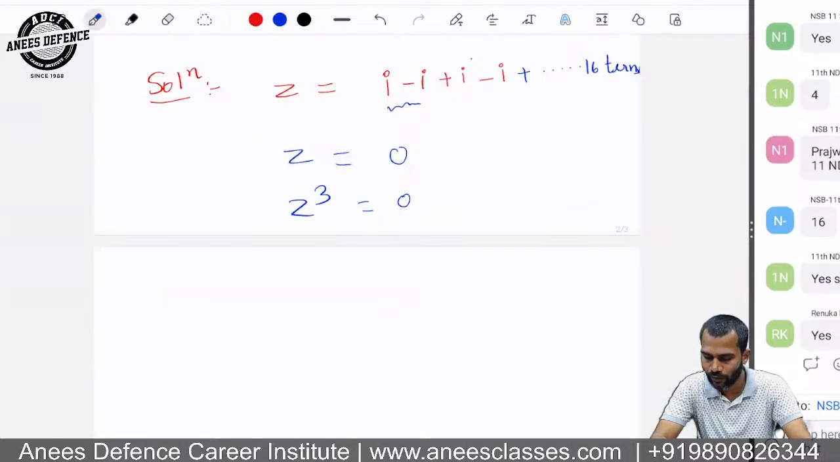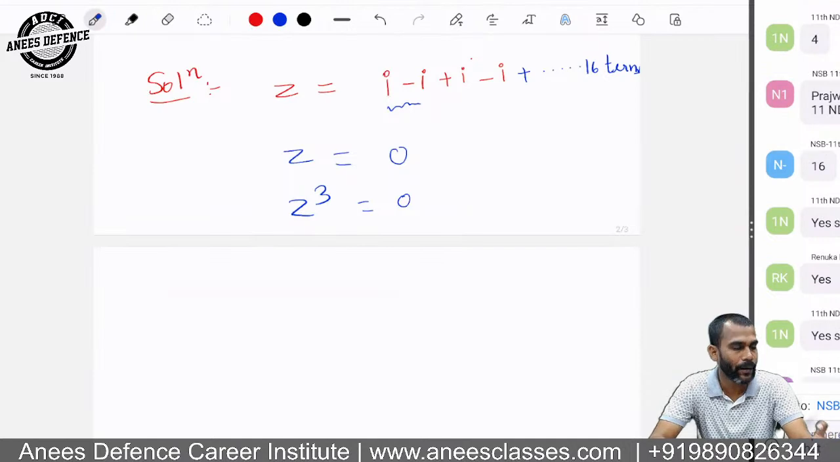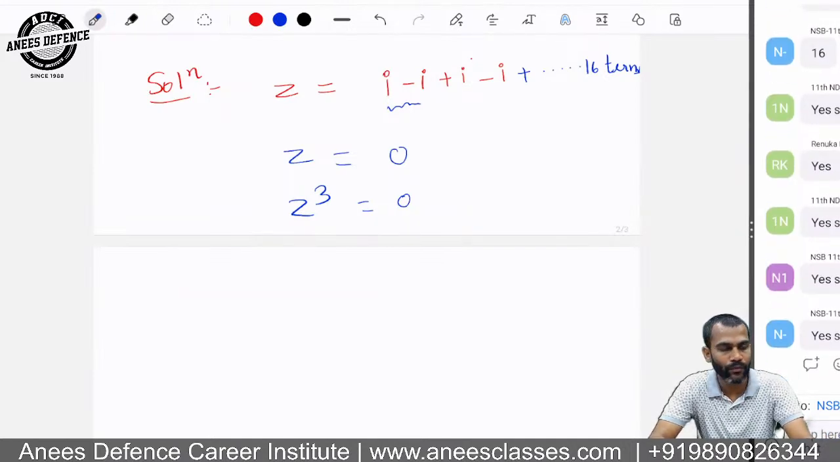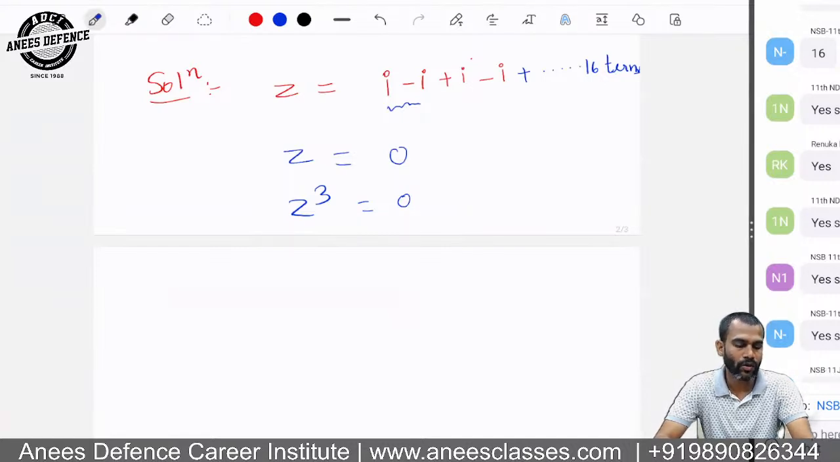Yes, online kids, have you understood? This was easy because it is the sum of two. We have to just count the number of terms. Shall we move ahead? Yes or no?